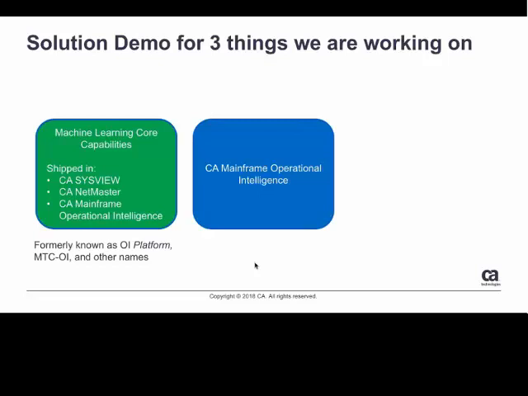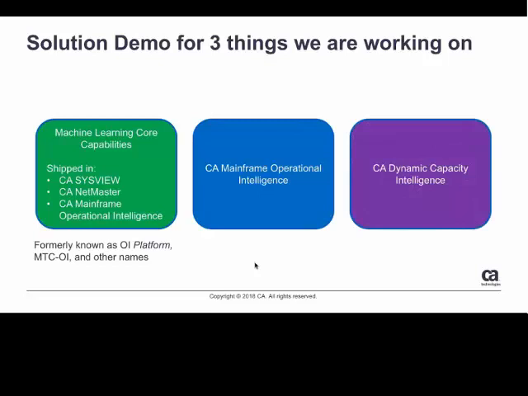The third thing is a new offering we have called CA Dynamic Capacity Intelligence. This is something based on some technology that we've brought into CA. We're integrating it into the rest of our portfolio, and JD is going to talk about what that offers and the kind of problems it solves.